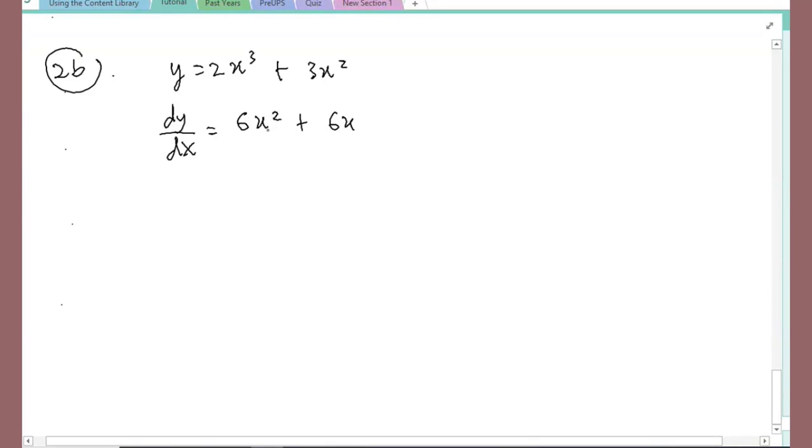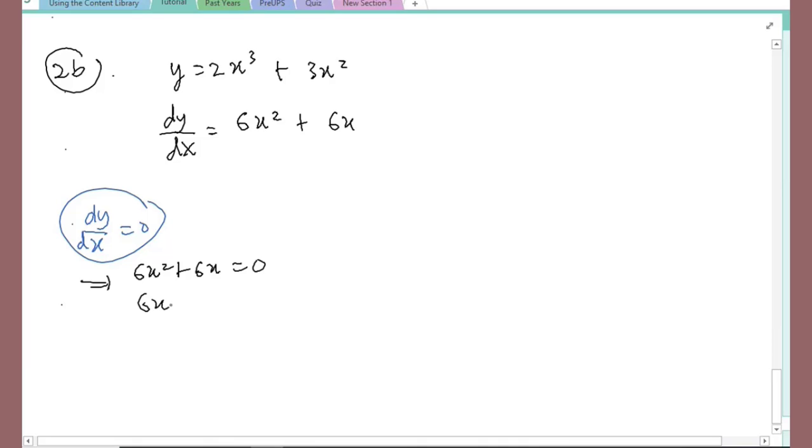for the extremum, whatever in this chapter, we set dy/dx equal to 0 for maximum or minimum. So this implies that 6x squared plus 6x is equal to 0. Factorize: 6x times (x plus 1) is equal to 0, so x equals 0 or x is equal to negative 1. Okay, you know, these two values are critical values. At these critical values, maybe we don't know whether the graph is a maximum or minimum.